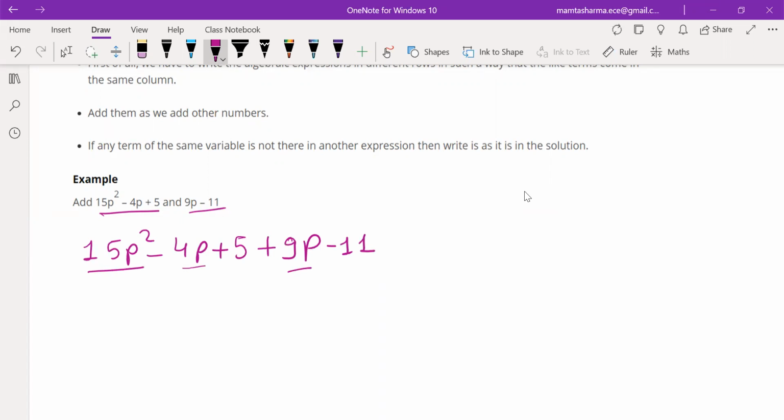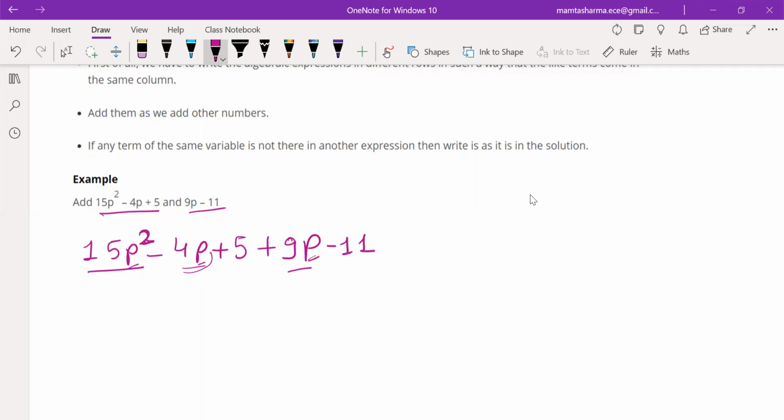No. Now only I have told you that like terms are the terms which are having the same variable and power. Variable and power should be the same. Here you could see p square, here p1. Their power is not the same. Variable is the same, but power is not the same. So then only 4p and 9p.